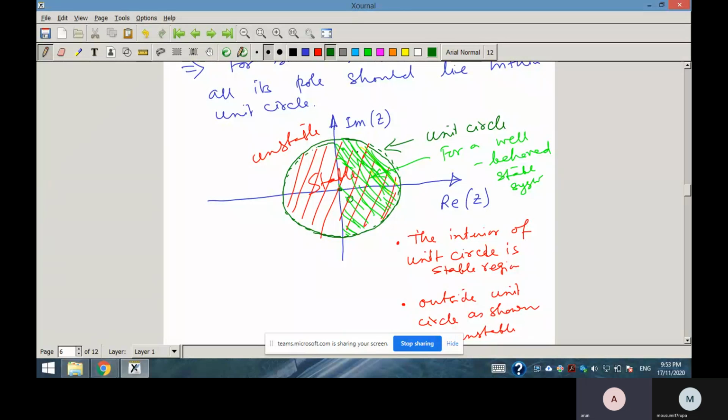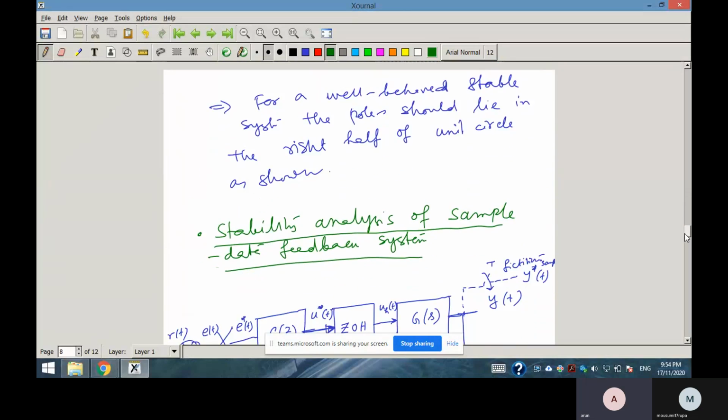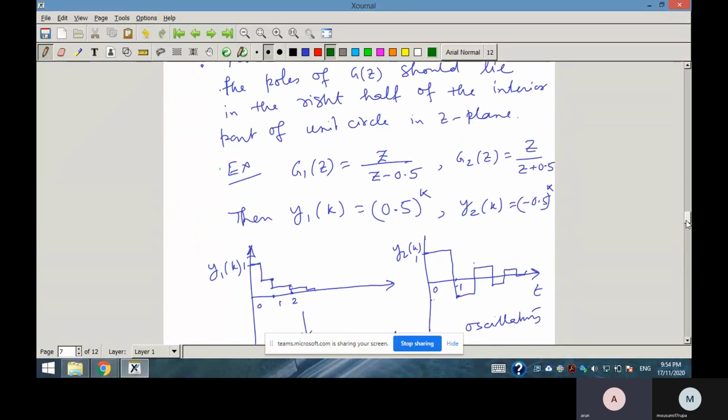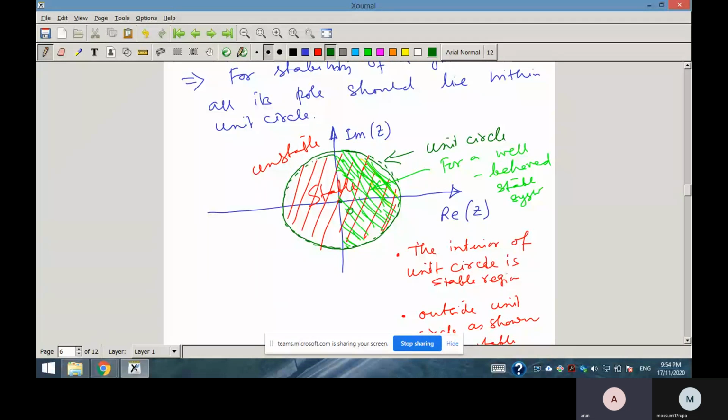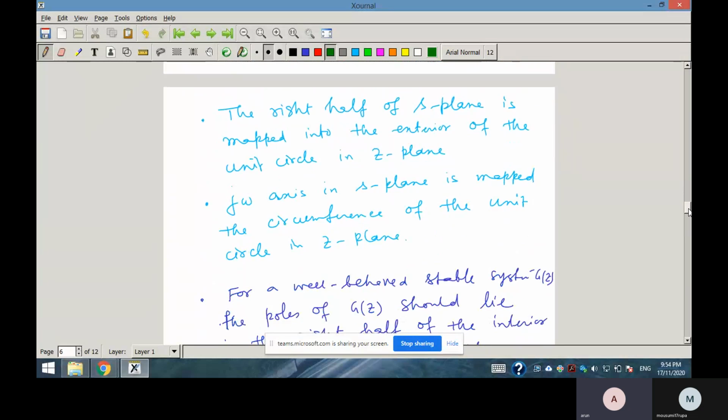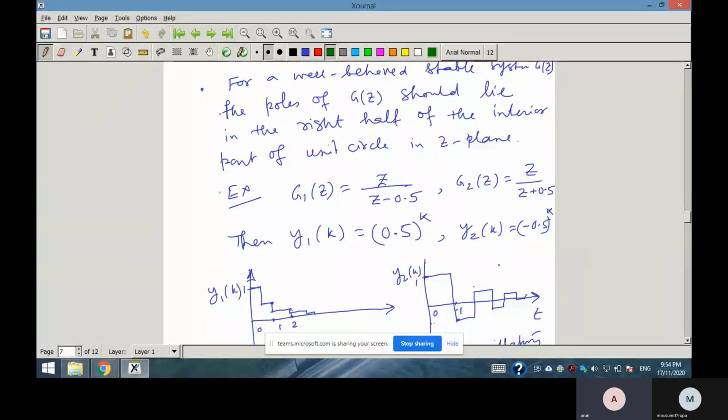Stability becomes only the interior of the unit circle. And also for a good design, your closed loop poles should lie in the right half of the interior of the unit circle. Otherwise, you will get that ringing behavior as we have explained in this example.